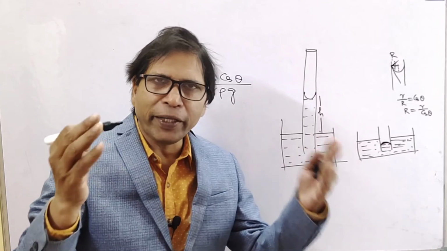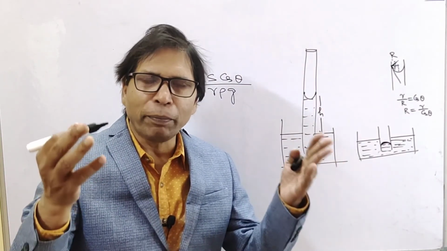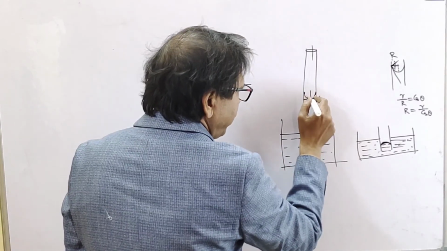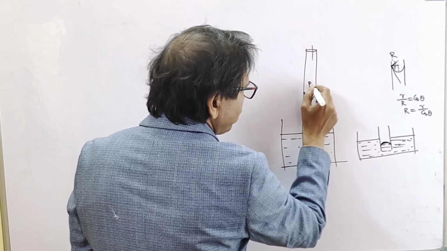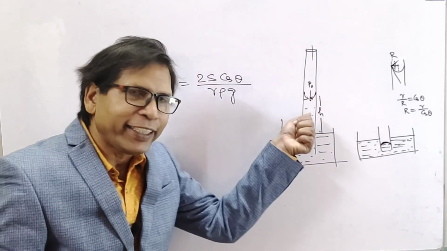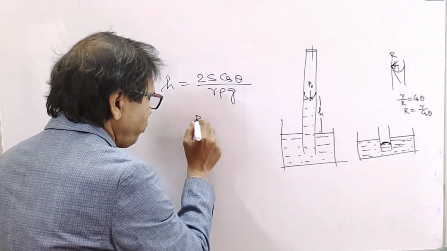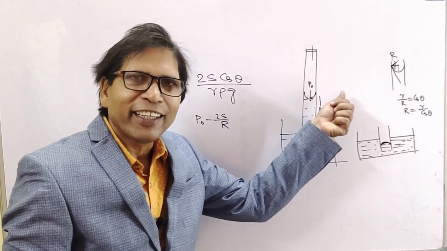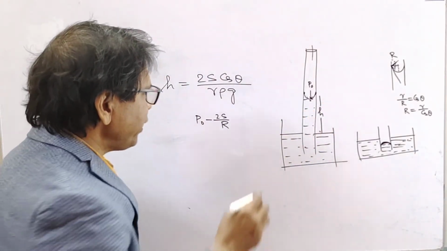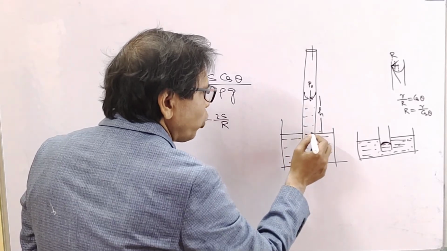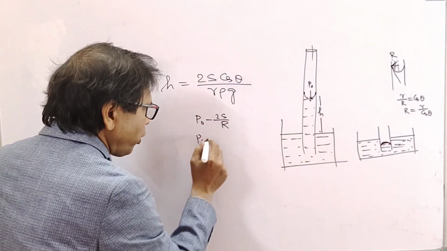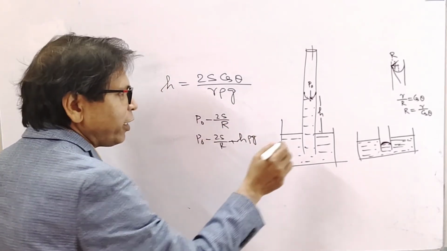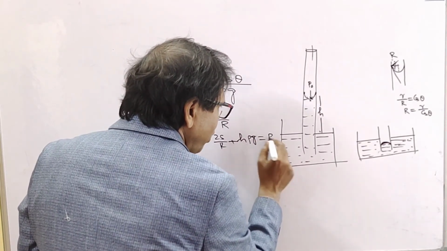Now we know that the pressure on the convex side of a bubble is less than the pressure on the concave side. Now look at this. The pressure at the free surface is equal to P naught. So the pressure just inside the free surface is P naught minus 2S by R, where R is the radius of the meniscus. Look at this, the total pressure is P naught minus 2S by R plus h rho g. This is equal to atmospheric pressure P naught.